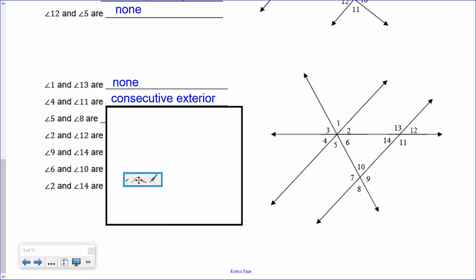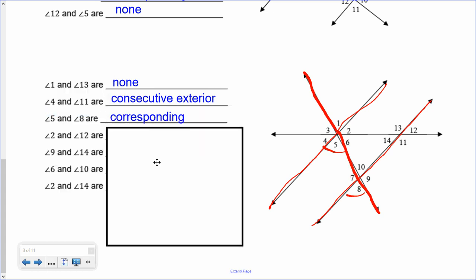Now we can take a look at 5 and 8. So 5 is right here, and 8 is right here. The line that they are both resting on is this one. So 5 is resting on this line, so is 8. The two lines that the transversal is crossing that we're going to use are this one and this one. And again, we're looking at 5 and 8. Notice that they are both in the lower corner on the left side of the transversal. So lower left-hand corner. They're in the same position in both intersections, so I would make them corresponding.